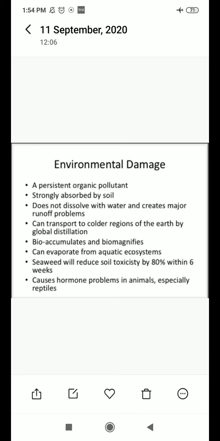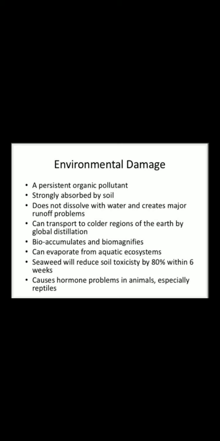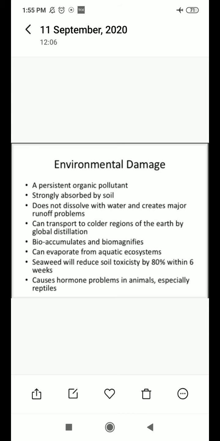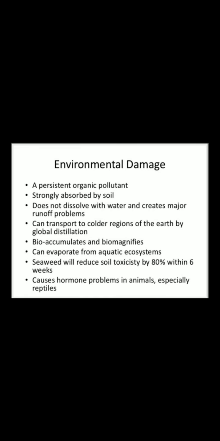Seaweed will reduce soil toxicity by 80% within 6 weeks. Means seaweed or different sea organisms can reduce the soil toxicity within 6 weeks. Okay. It causes hormone problems in animals, especially reptiles. Means it disturbs the hormonal balance in animals, specifically reptiles, like lizards. This type of animal suffers a hormonal imbalance in their body.